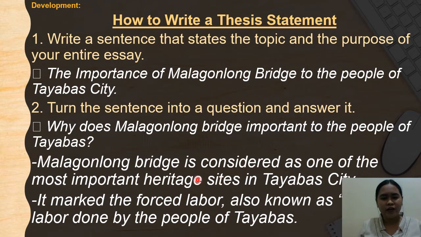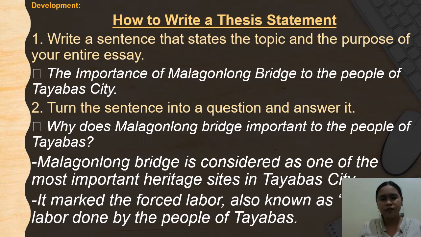Most important heritage siya dahil, bakit siya naging most important heritage? It marked the forced labor, also known as polo labor done by the people of Tayabas. So, ang question dito, ang ina-argue nila is tungkol siguro sa pagtanggal ng Magalonglong Bridge at bakit nga ba importante ito sa mga tao ng Tayabas, bakit importante hindi siya alisin. Siguro, i-reconstruct nila, lalagyan ng kung ano.